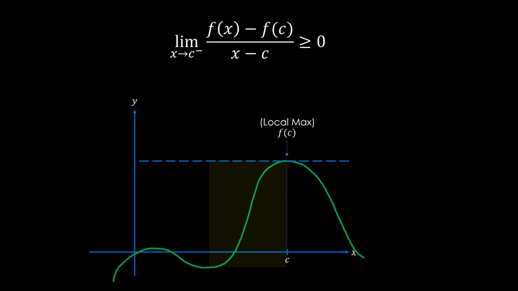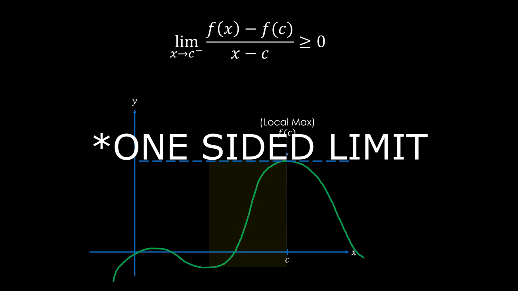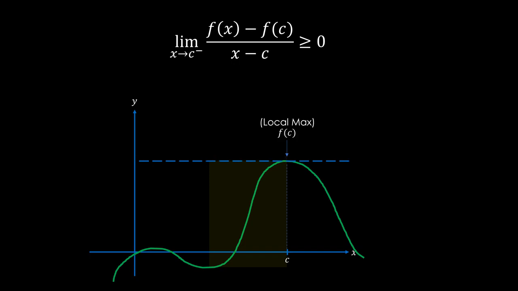We can then take the limit as x tends towards c from the negative side on both sides of our equation. The limit of a constant such as 0 equals 0, so on the right hand side we still have 0, and on our left hand side we have a very familiar looking equation which, other than the fact that it's a one-sided equation, is essentially a derivative by first principles.